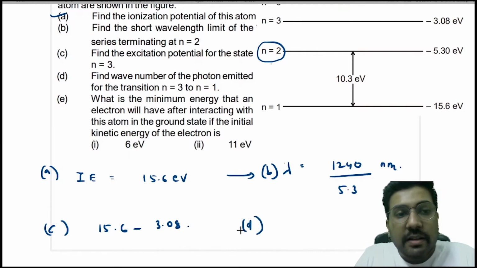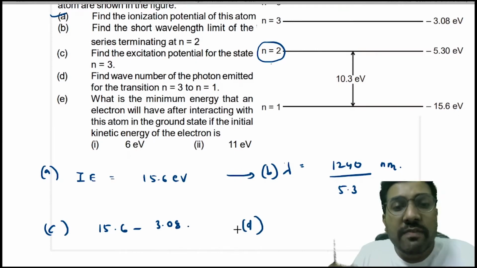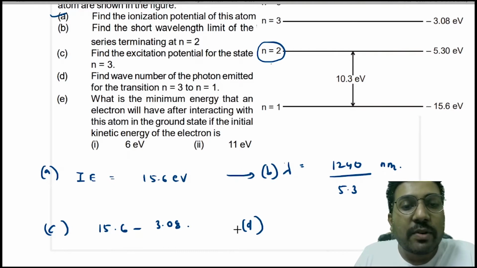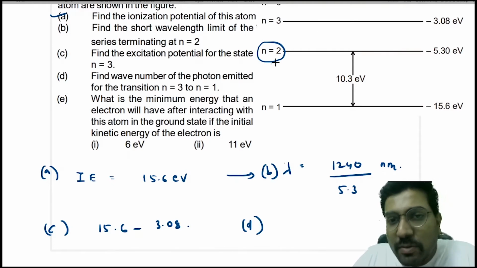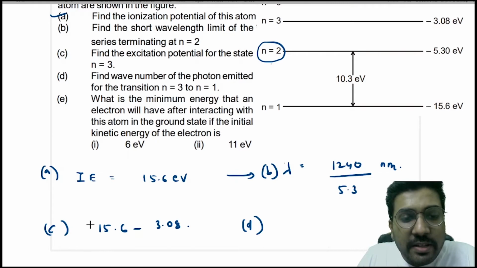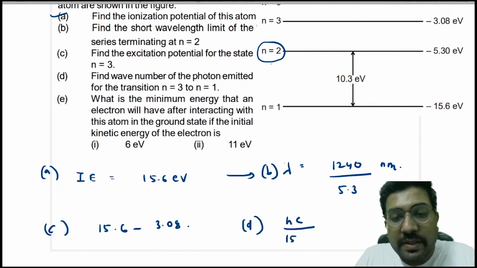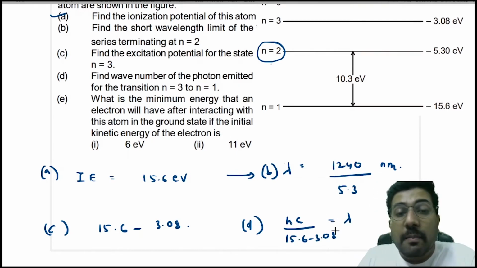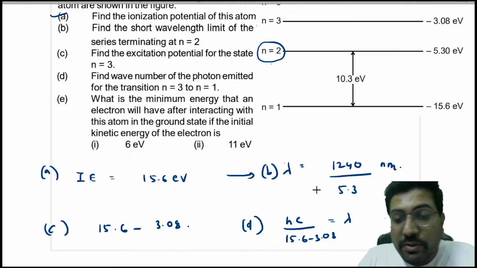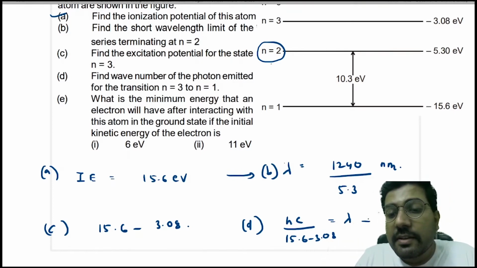Okay, then the fourth part of this question is find the wave number of the photon emitted for the transition 3 to 1. So for 3 to 1, obviously energy will be emitted, and for 1 to 3 the same amount of energy will be absorbed. So that means the answer that you have got here is the energy. What you have to do now is find the wavelength. So you will say Hc divided by 15.6 minus 3.08 is the wavelength. Okay, but they have asked you the wave number. What do you do? Find 1 by lambda.